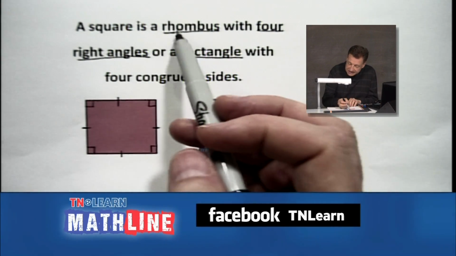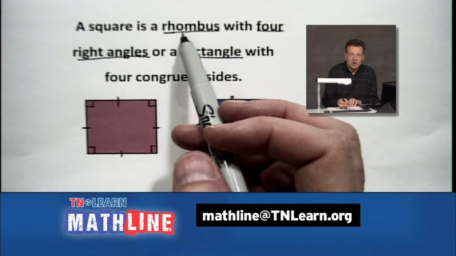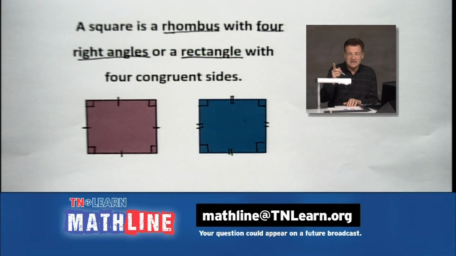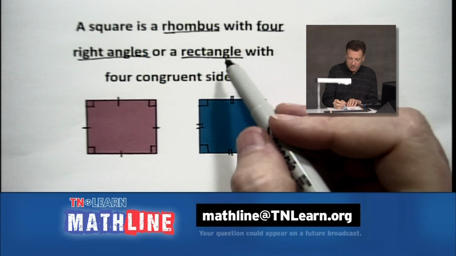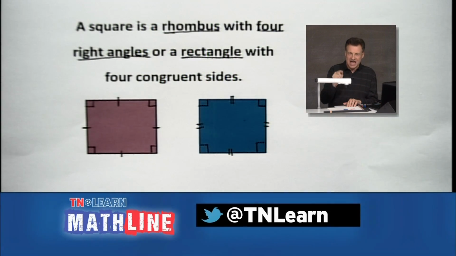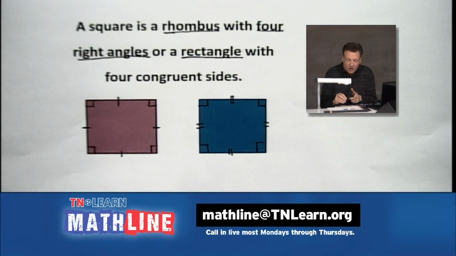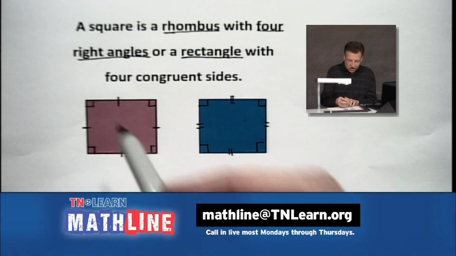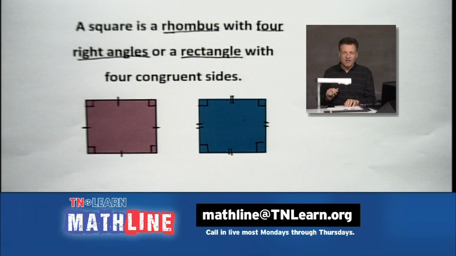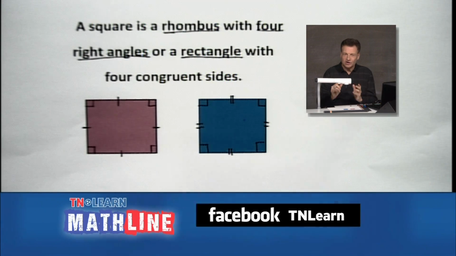Or we could really get specific like we've done here. We've got a rhombus. Rhombus says four congruent sides, give us four right angles in addition. Or start with a rectangle with the four right angles and now tack on the four congruent sides. All in all, it's well behaved because, look, everything's perfect. All the sides are the same length. All the angles are right angles. Life is good when you're a square.